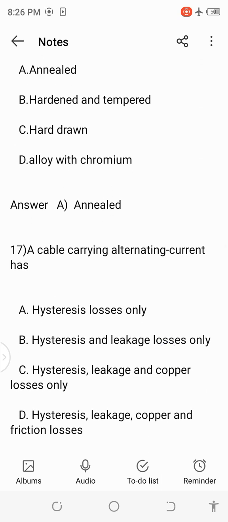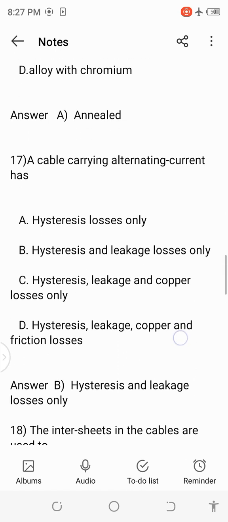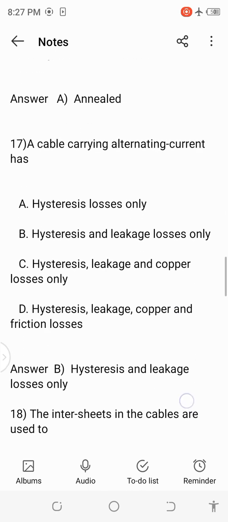17. A cable carrying alternating current has: A. Hysteresis losses only. B. Hysteresis and leakage losses only. C. Hysteresis, leakage and copper losses only. D. Hysteresis, leakage, copper and friction losses. Answer: B. Hysteresis and leakage losses only.